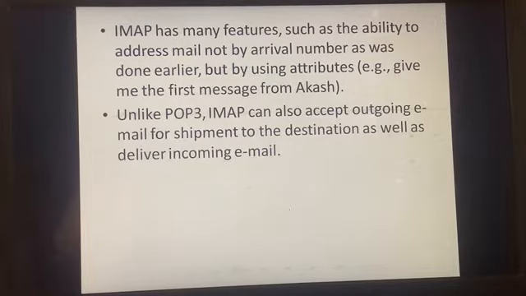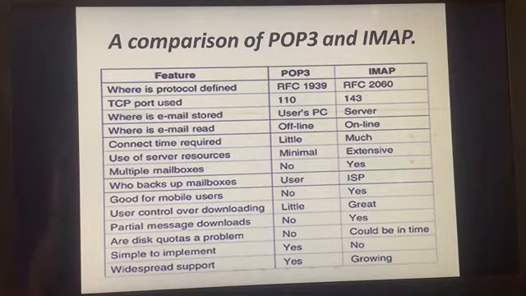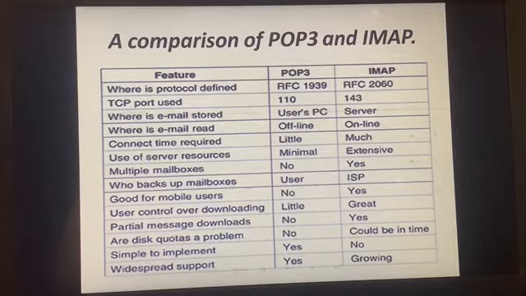So you will get the mail matching with those. Okay, so unlike POP3, IMAP can also accept the outgoing emails for shipment to the destination as well as the delivery of incoming emails. So it can handle incoming emails and it can also handle outgoing emails. So you know now what is POP3 and what is IMAP. So let us compare those two with each other. So we will get the clear picture of what is POP3 and what is IMAP.